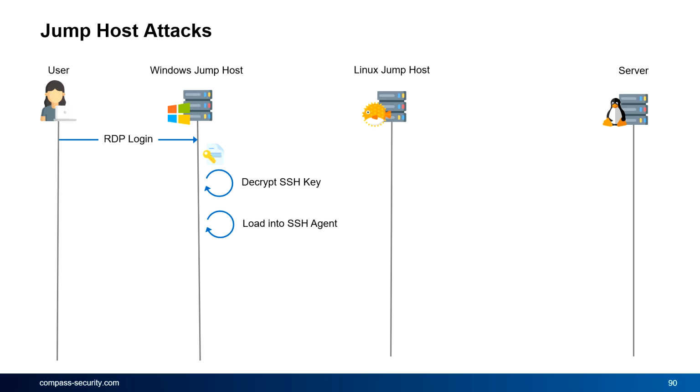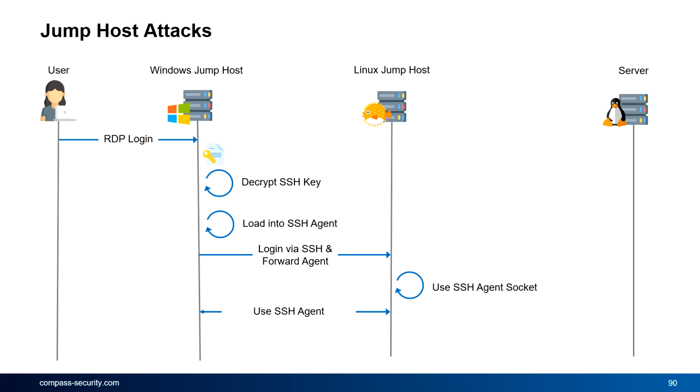This agent is then forwarded to the Linux jump host, so she performs a login via SSH on the jump host and directly forwards the agent. So this agent can now be used via the socket file from the Linux jump host. Because that's now possible, she can use this agent and perform a login on the target server.